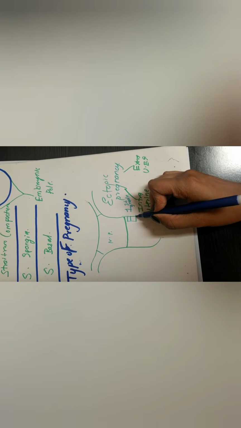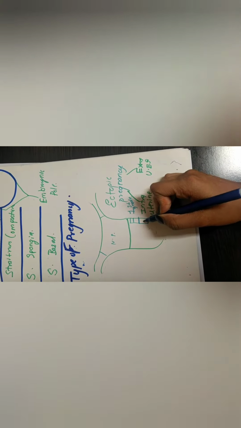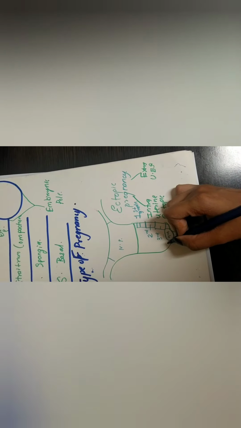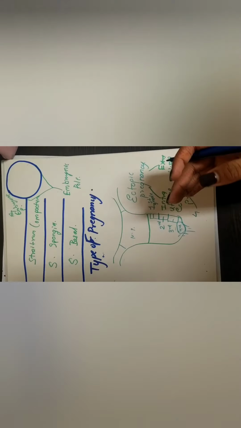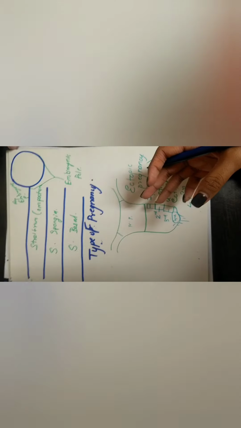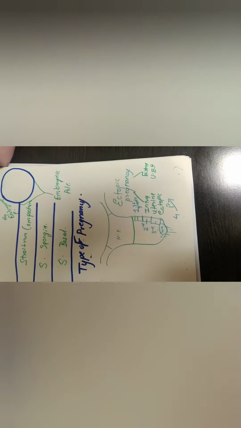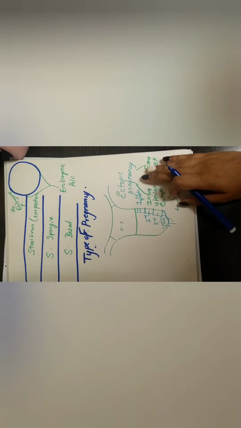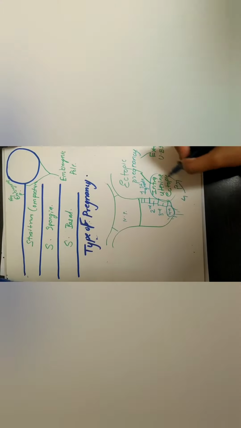If the implantation is over here, this is called first grade ectopic pregnancy. If it happens over here, this is called second grade. If it's over here, it's called third grade. And if this is your cervix, this is your cervical fossa, so if the ectopic pregnancy takes place here, this is your fourth grade. In most cases, first, second and third get successful, but the fourth grade is never a successful pregnancy.